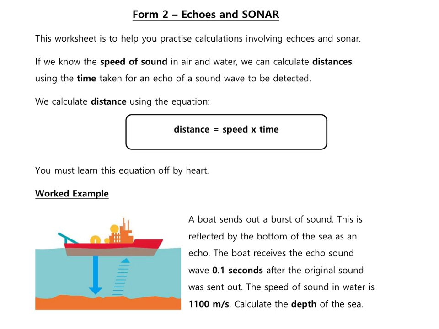So it says this worksheet is to help you practice calculations involving echoes and sonar. If we know the speed of sound in air and water, we can calculate distances using the time taken for an echo of a sound wave to be detected. So those are our three key things that we need for our equation: speed, distance and time. Those 3 things are related to each other. And we can calculate the distance using the equation distance equals speed times time. We've met that on the previous page, on page 12, but you must know that equation off by heart.